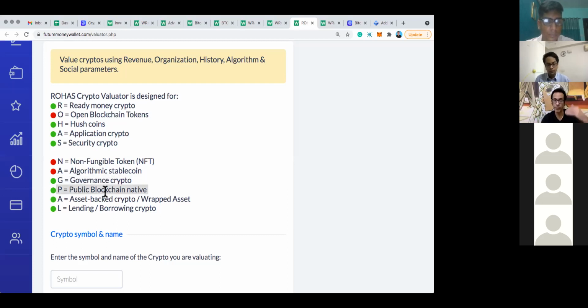Then there are public blockchain natives. So Ethereum has ETH, Cardano has ADA, and you can use these cryptos to pay transaction fees. So they have a very strong use case. So for me personally, this is the number one kind of cryptos that I personally like, because as a developer, I use these blockchains. I need to have these tokens. So I know there is a genuine use case. So they are my favorites.